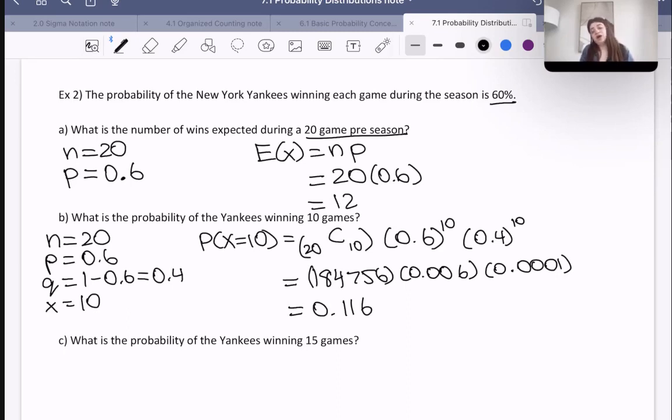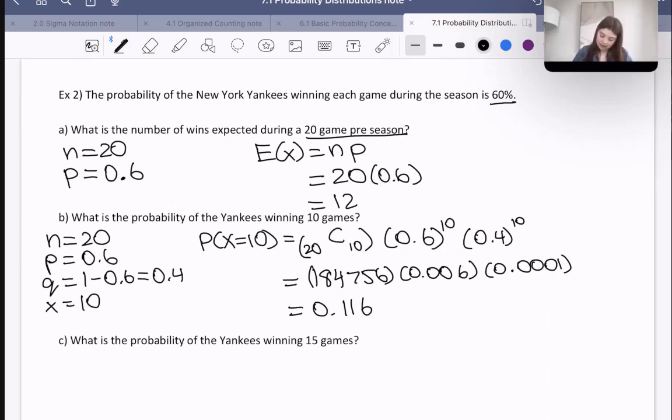So not impossible, but not that likely, right? It's not even our expected value. And to be clear, even if we did find the probability that the expected value would happen, even that wouldn't happen 100% of the time. It would just happen more of the time than any other individual value we could possibly get, right? Good. All right, so there's about an 11.6% chance that the Yankees will win exactly 10 games.